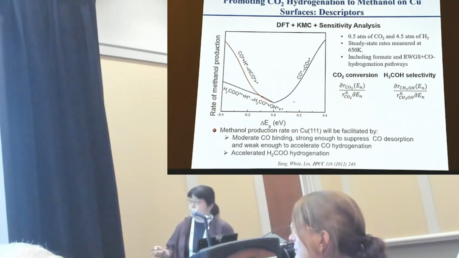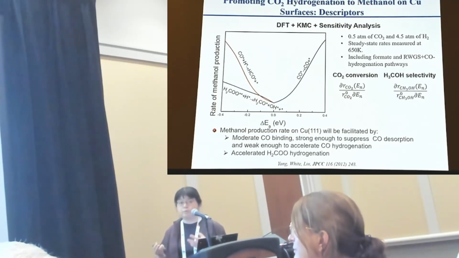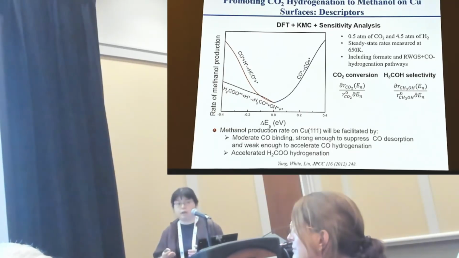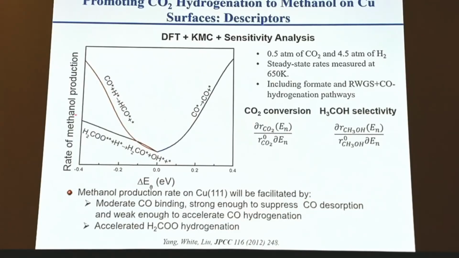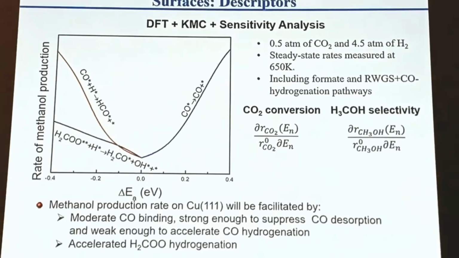To make a long story short, we find that two things can be very important. The first thing is the barrier for the dioxomethylene hydrogenation. Basically what we see here is that if you can lower the barrier for dioxomethylene hydrogenation, you can improve the methanol selectivity and production rate. However, that effect is not as significant as changing the CO binding.